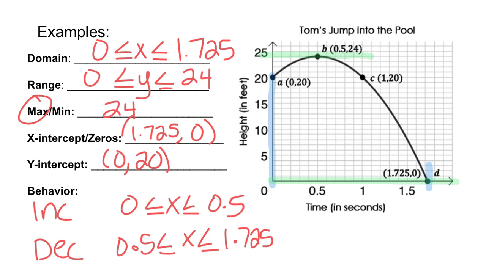When you're describing the behavior of your graph, if you describe everything, you should have the beginning of your interval for domain and the end of your interval for domain as the beginning of your first interval and the end of your last interval when you're describing its behavior. Okay.